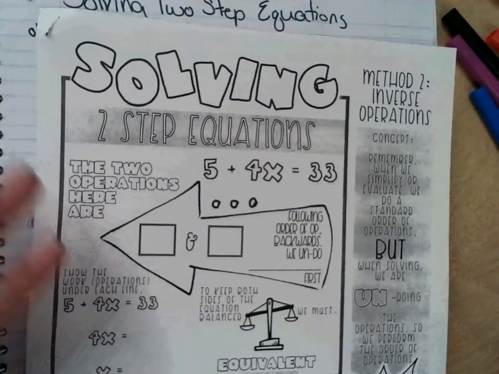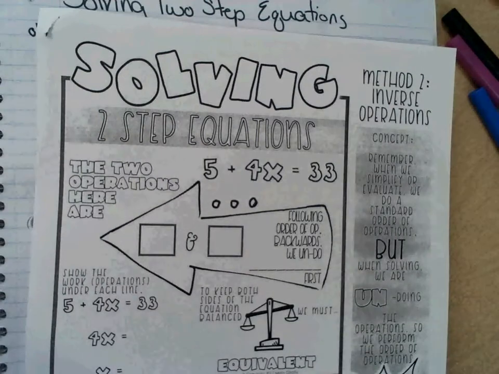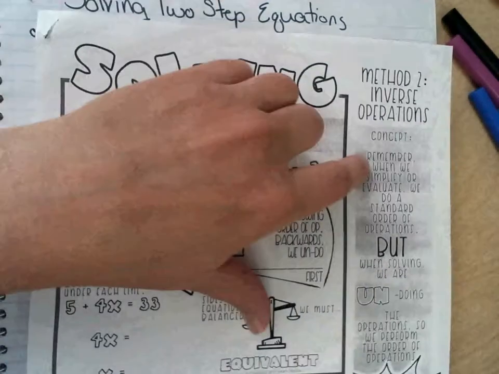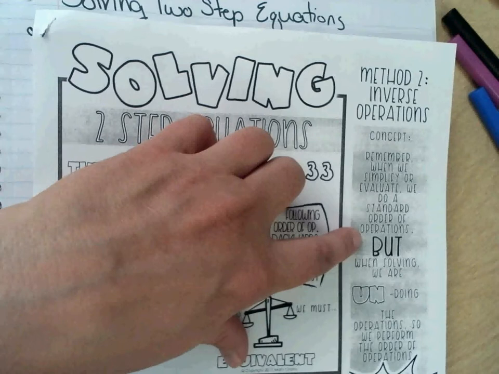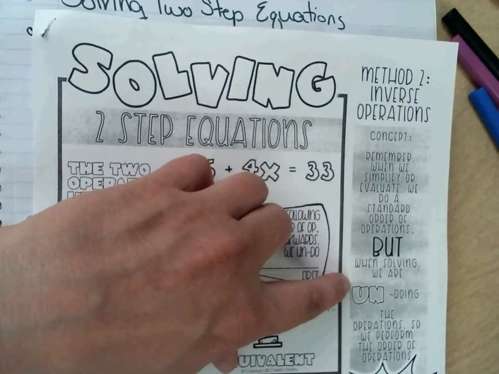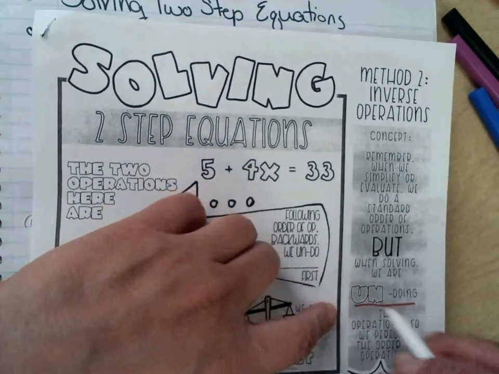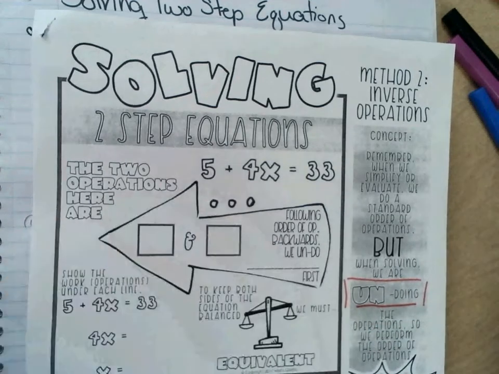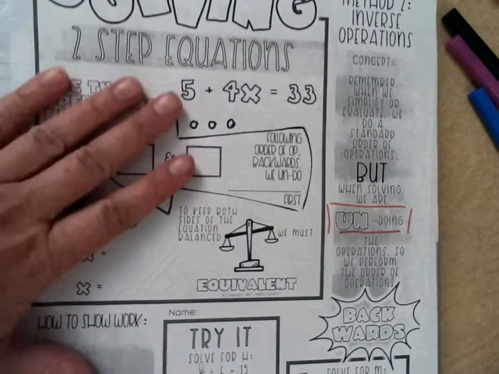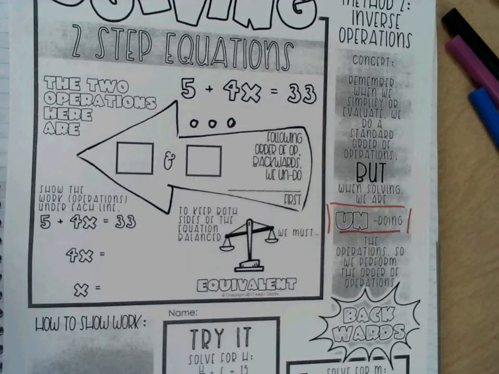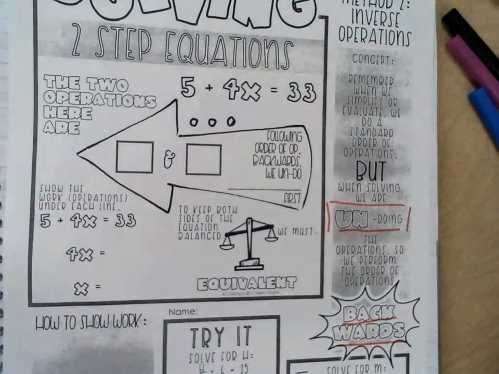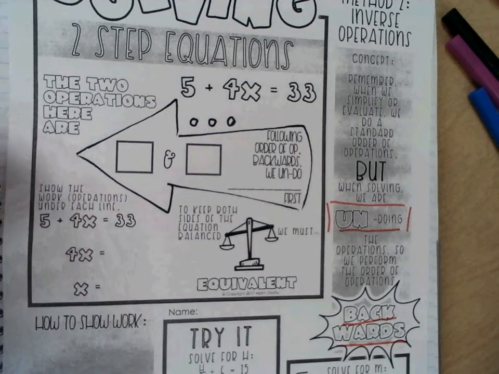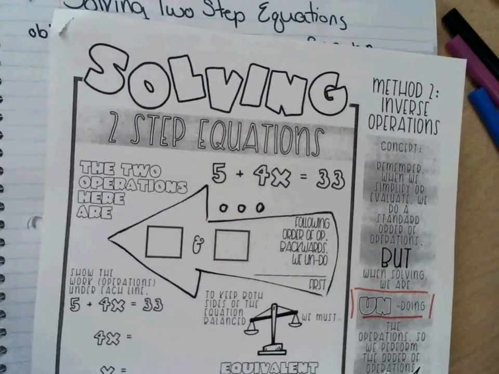Now this is the one that we're going to use the most because it's the one that you'll use throughout your career in math. It says, remember when we simplify or evaluate, we do a standard order of operations. But when solving, we are undoing, okay, so that's the big thing, that's why we work backwards. We're undoing the operations, so we perform the order of operations backwards, okay? It's the big thing, backwards. We're working backwards, okay?